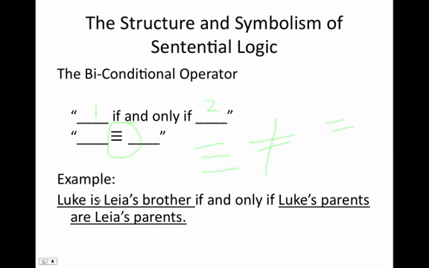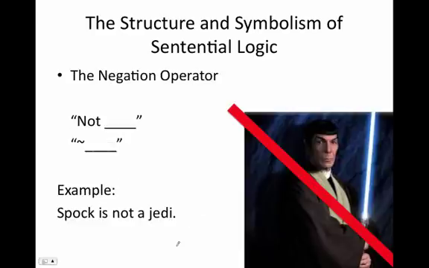Example: Luke is Leia's brother, if and only if Luke's parents are Leia's parents. All right, if Luke's parents weren't Leia's parents, then Luke wouldn't be Leia's brother. And there are no special names for what goes on the left or the right of a biconditional. So, poor biconditional. But you get the point. Sentence 1, Luke is Leia's brother. Sentence 2, Luke's parents are Leia's parents. Via the biconditional operator, you get sentence 3. Ta-da!